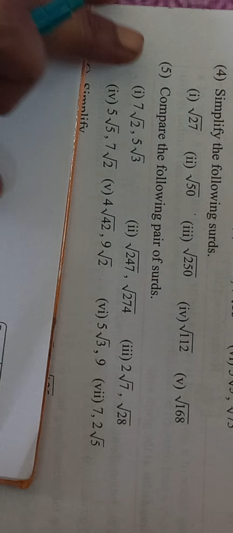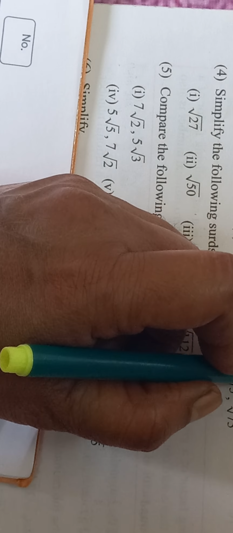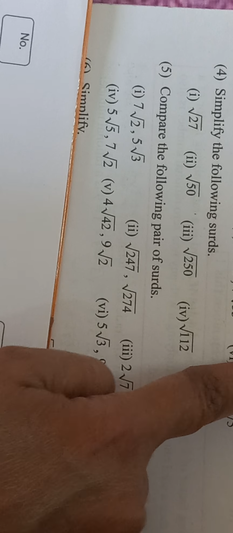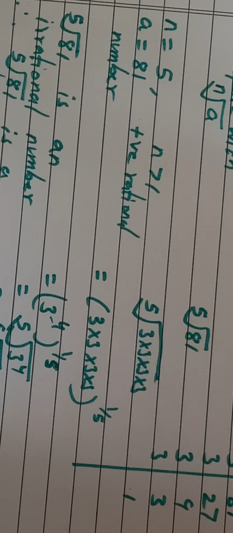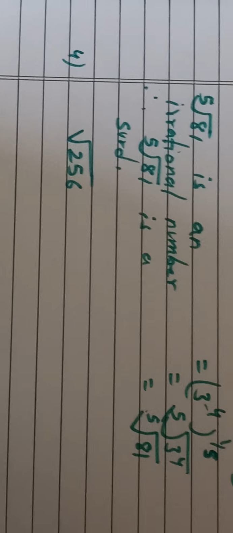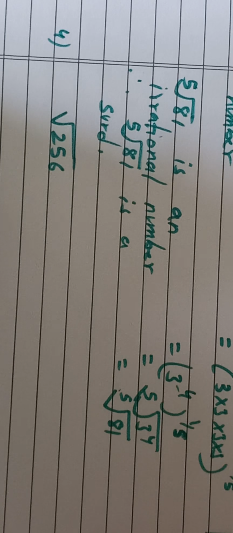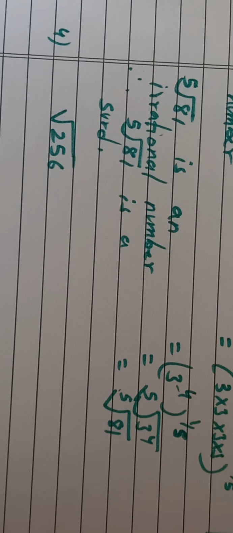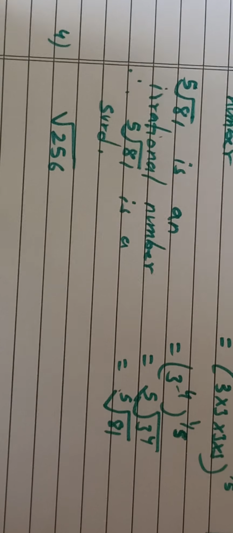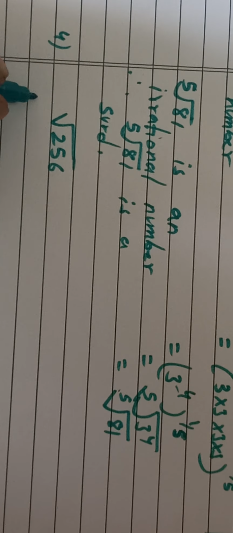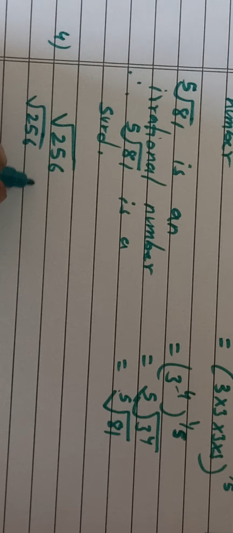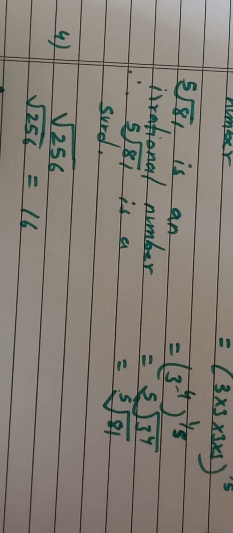Now, if you see the fourth example given, it is 256. Now, 256, very simple and straightforward it is. Now, square root of 256. So, now you all are in 9th standard. You all know 256. Square root of 256 is 16. Correct? And 16 is a rational number. So, you don't have to solve it further and show anything like finding the prime factors and all that. Square root of 256 is equal to 16.